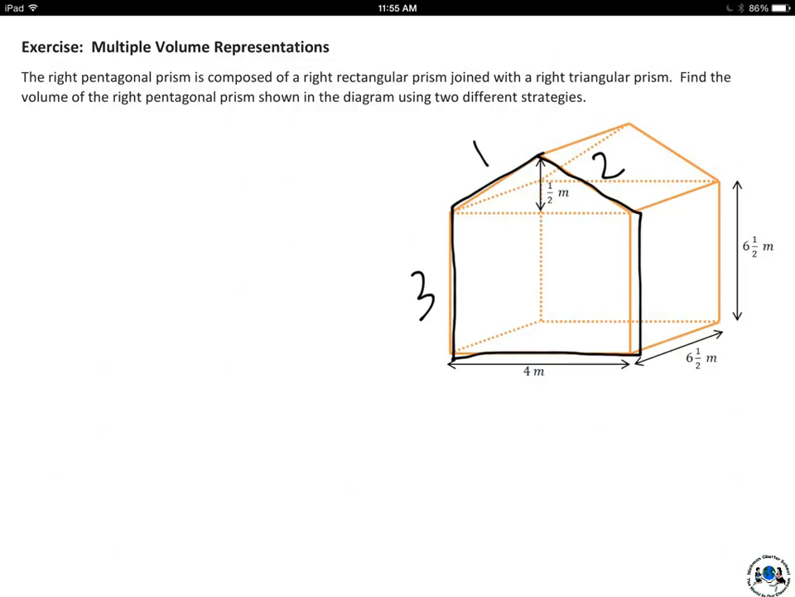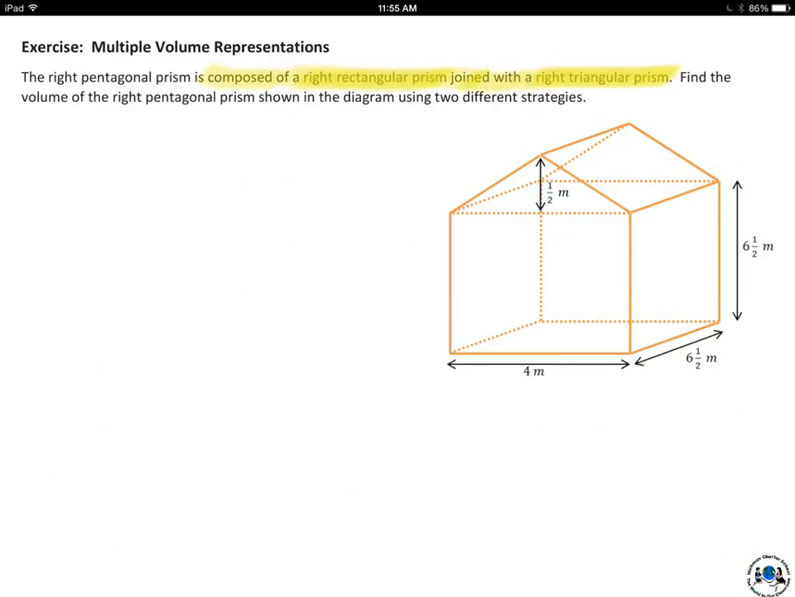Anyway, let me get rid of that. I just wanted to show you why this is a pentagonal prism. But as they've mentioned here, this pentagonal prism can be thought of as composed, this idea of composition now, of a right rectangular prism joined with a right triangular prism. So what I want you to do is give it a try. They're asking for 2 different strategies. If you want to do just one that you can think of offhand, just go ahead and do it with that one. Come on back and check it with me, and I will go over both strategies with you.